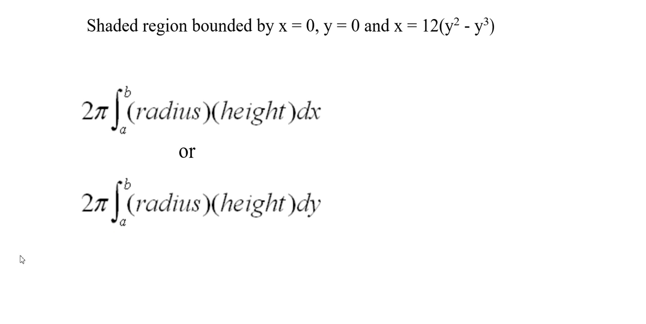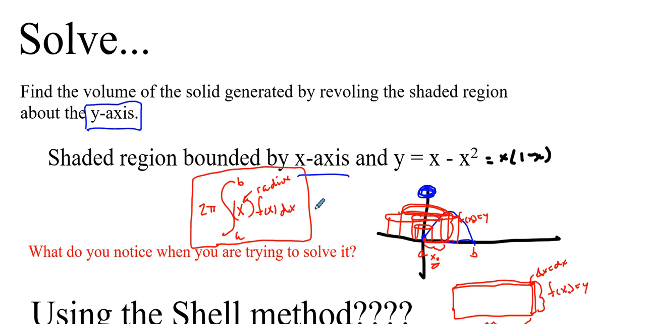And so how can we solve this? Well, we would set this up this way: 2 pi times the integral from 0 to 1 of x times our function, x minus x squared, dx, and we put that in our calculator and solve for that volume. And that'll give us our volume. All right, so that's the shell method. I'm going to do some other problems in solving and setting up the shell method in the next video.